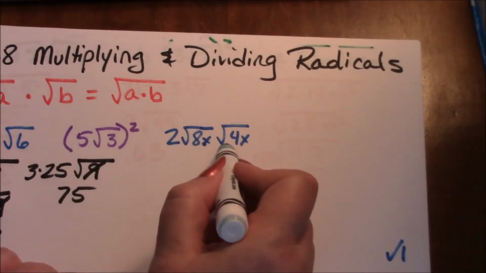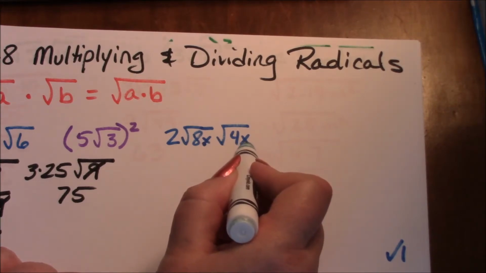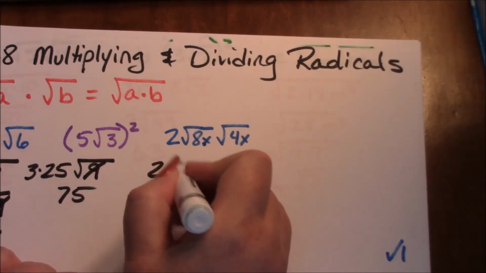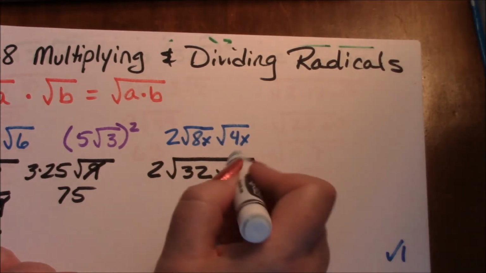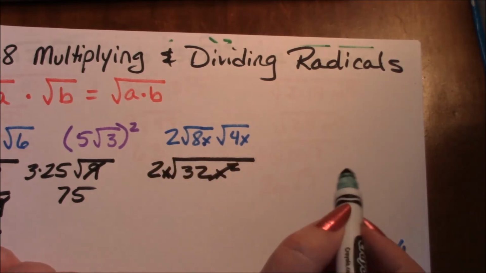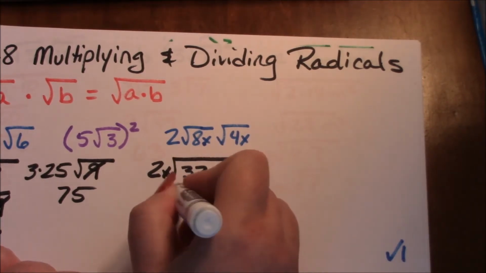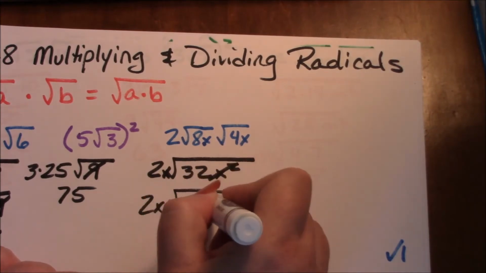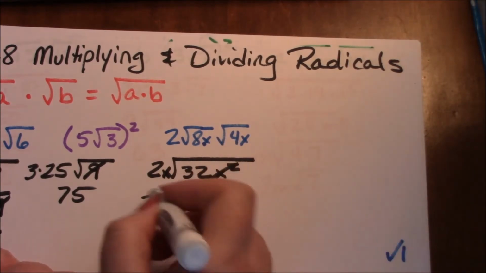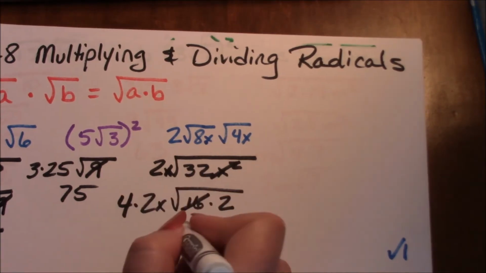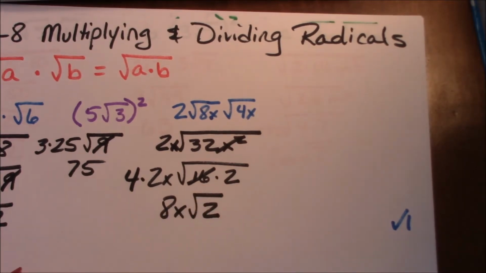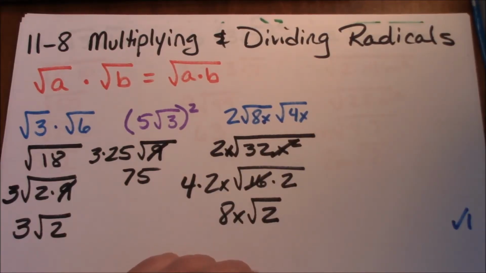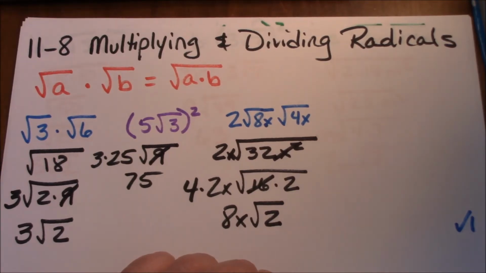2 root 8x times root 4x is 2 times 8 times 4, which is 32x squared. X squared is a perfect square, so we're going to pull that x out here. 32 is really 16 times 2, and this is root 4. So our final answer is going to be 8x root 2. We're combining what we know about multiplying with variables and simplifying radicals.